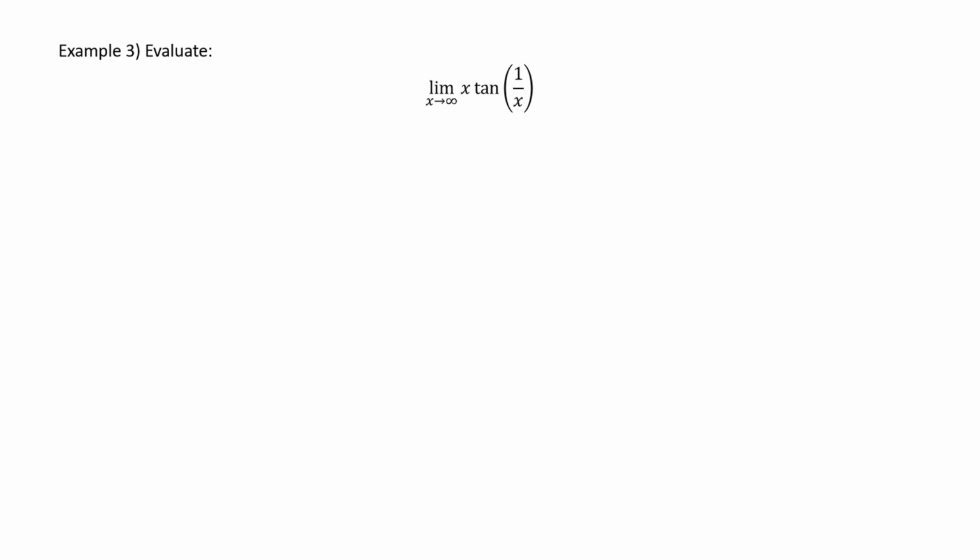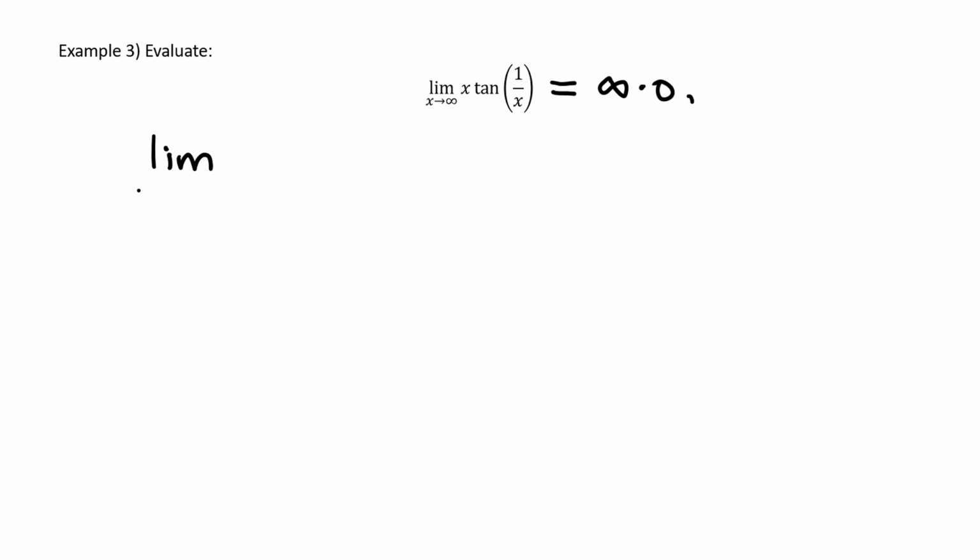Example 3. Evaluate the limit as x approaches infinity of x times the tangent of 1 divided by x. So let's see what happens. As x goes to infinity, we will have x times the tangent of 1 over x, and 1 over infinity is 0. Tangent of 0 is 0. This is an indeterminate type, but we have to manipulate it so that we either get 0 over 0 or infinity over infinity. So let's algebraically manipulate.